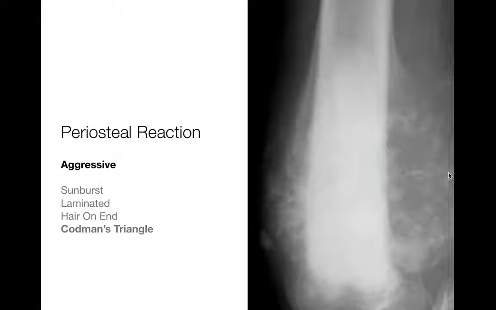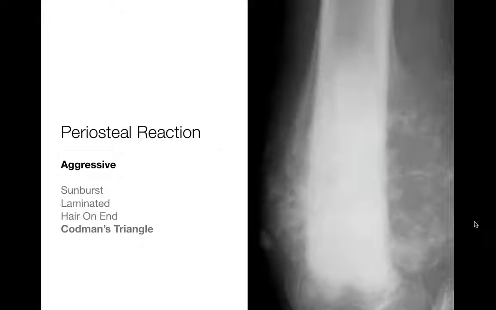Codman's triangle is some of the periosteal fibers that are lifted up and displaced. So you get this displacement of the bone. You see there's periosteum right here forming a triangle with the underlying cortex. And another example on the other side.